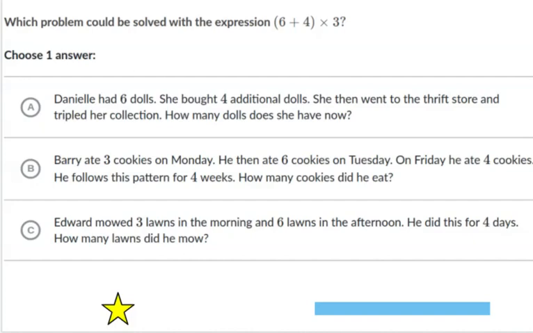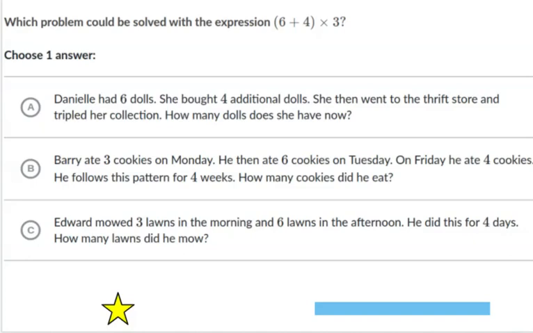All right, letter A. Danielle has 6 dolls. She bought 4 additional dolls. She then went to the thrift store and tripled her collection. How many dolls does she have now? Letter B. Barry ate 3 cookies on Monday. He then ate 6 cookies on Tuesday. On Friday, he ate 4 cookies. He follows this pattern for 4 weeks. How many cookies did he eat?